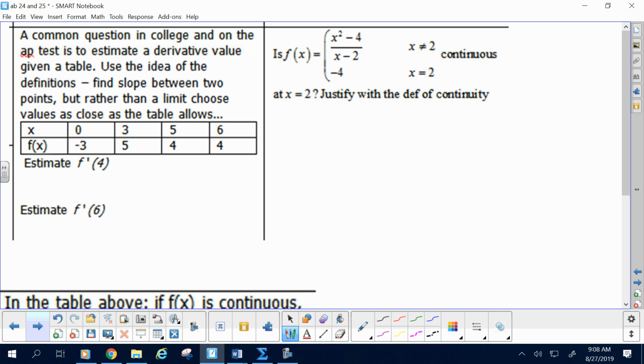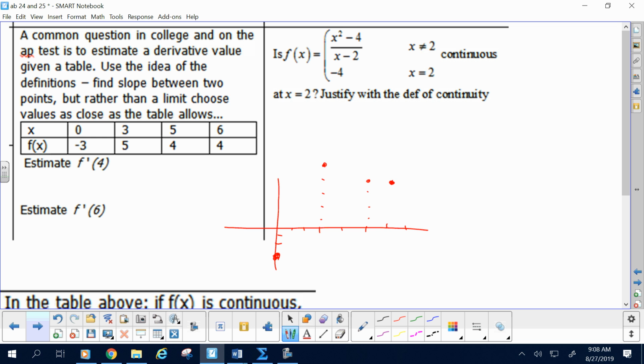All right, a common question in college and on the AP test is to estimate a derivative value given a table. The book doesn't really teach this, so we need to throw it in. You'll find that I throw in a lot of little micro concepts along the way. It's on you to pay very close attention to those. And so here we go. A graph isn't necessary, especially the more you do these, but for starting out, I think it might help communicate the point. 1, 2, 3, 5, 6.